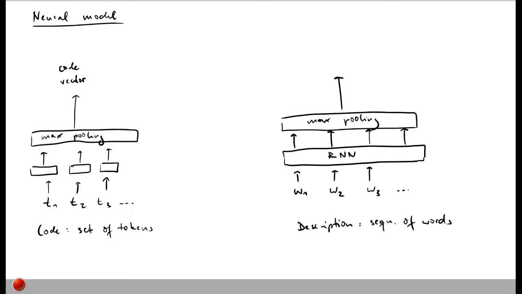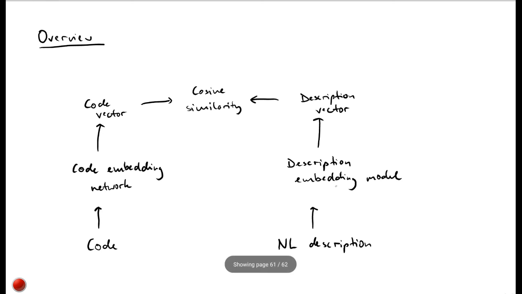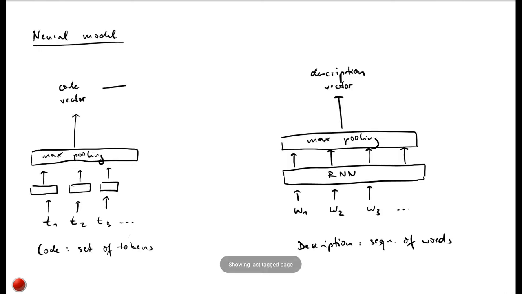And now this max pooling results in one vector, and this is then the description vector that summarizes the entire description. Given these two vectors, as in the overview figure, cosine similarity is computed, so that hopefully after training, if code and description are similar and the description describes a piece of code, then the cosine similarity is high, and otherwise it should be low.